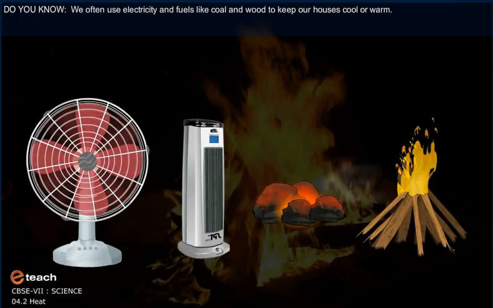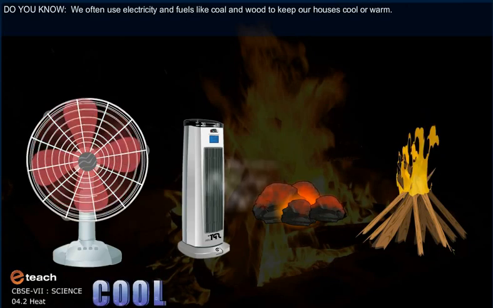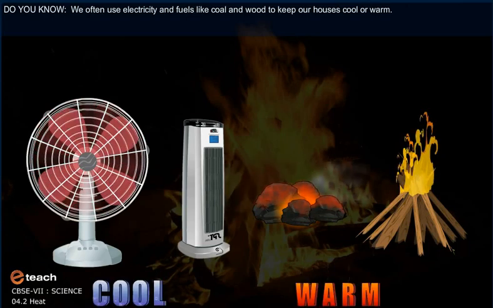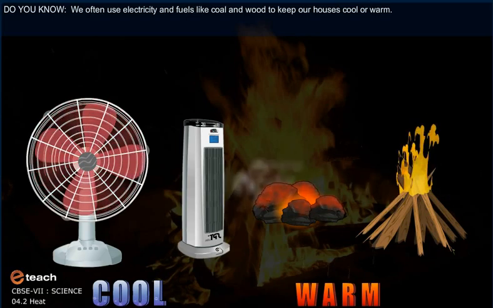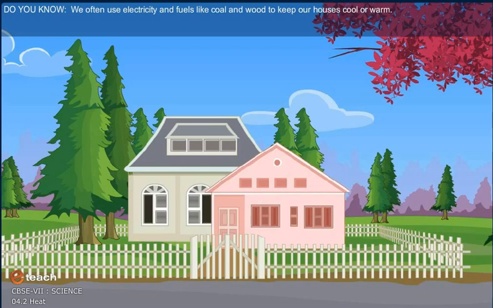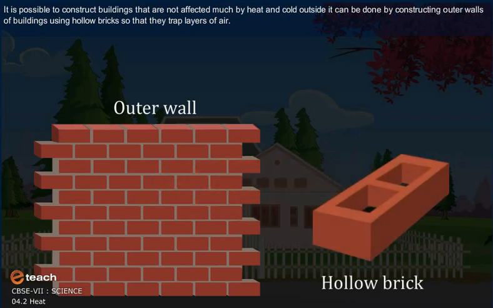Do you know? We often use electricity and fuels like coal and wood to keep our houses cool or warm. It is possible to construct buildings that are not affected much by heat and cold outside. It can be done by constructing outer walls of buildings using hollow bricks so that they trap layers of air.